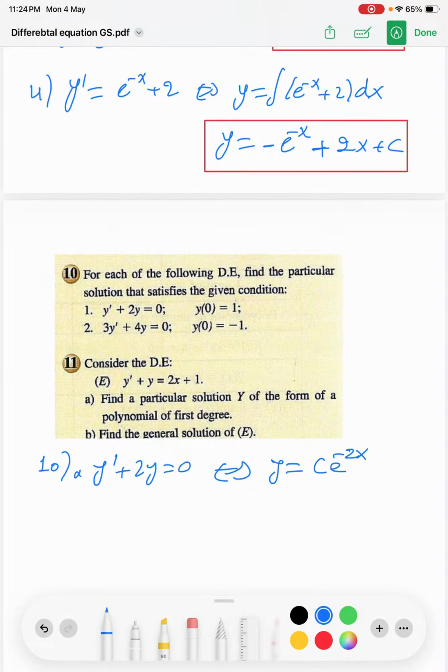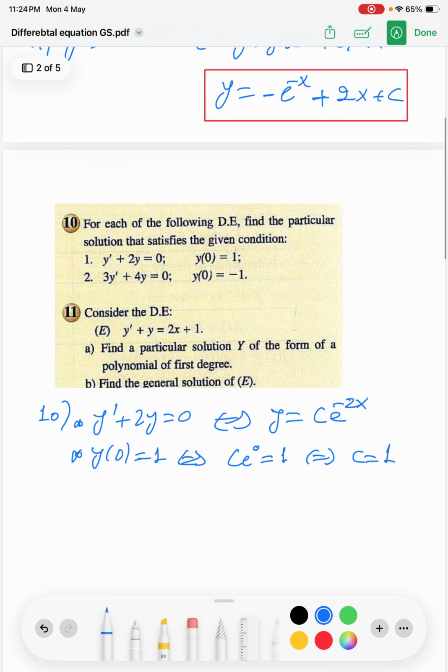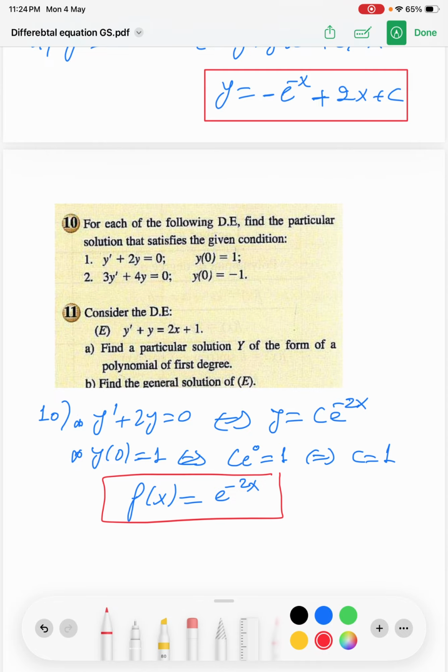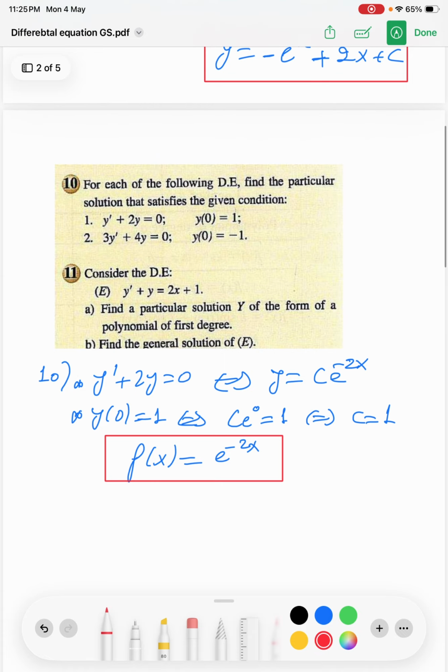Okay, the given is y of 0 equal 1. For y of 0, you just replace x by 0, equal 1. You find that c equal 1. Like in a particular solution, you can call it y, f of x, g of x, whatever you want: 1 exponential of minus 2x. And this is the particular solution of this equation.